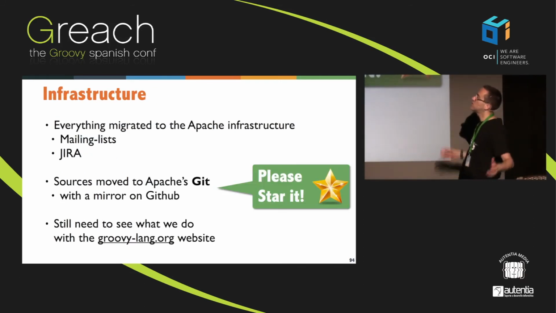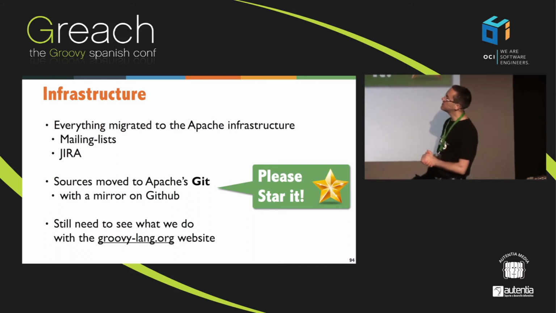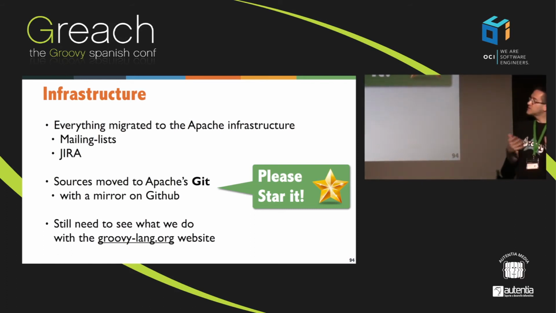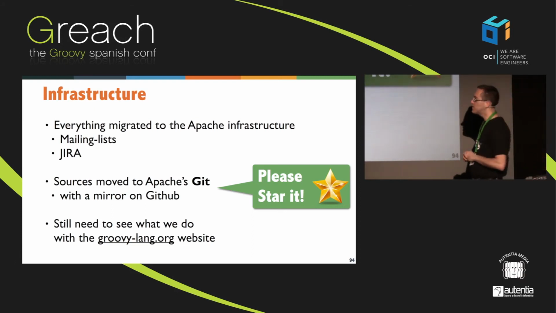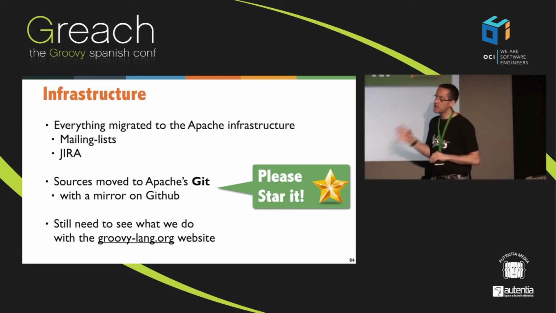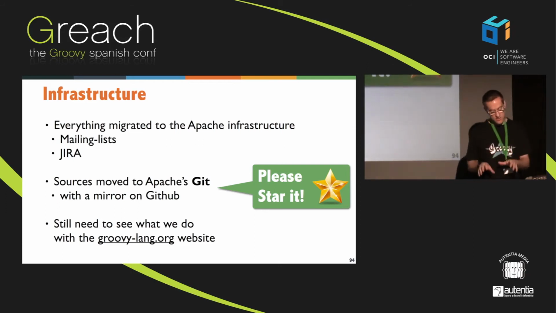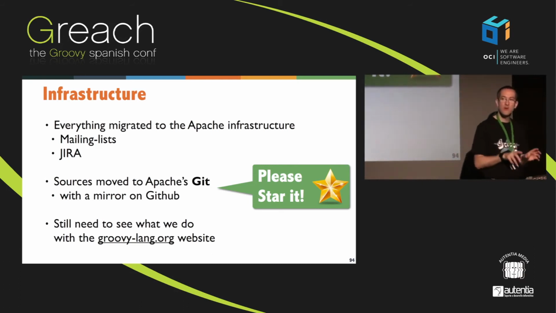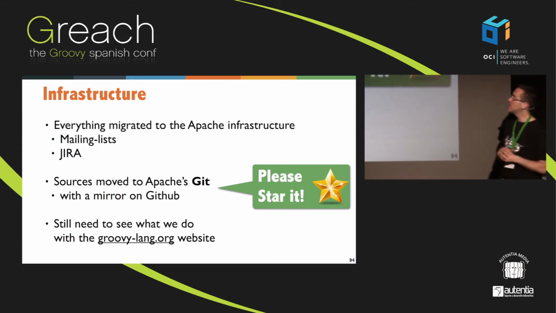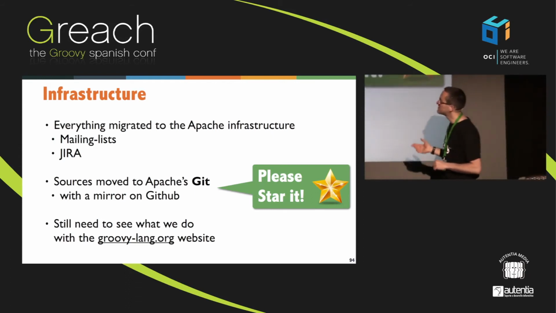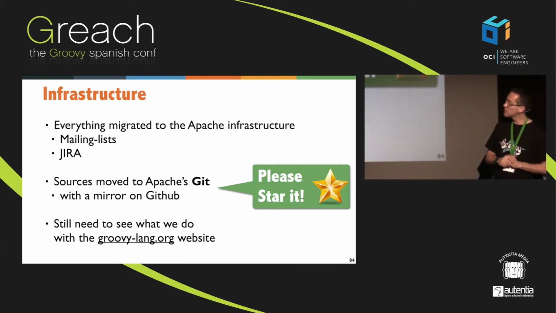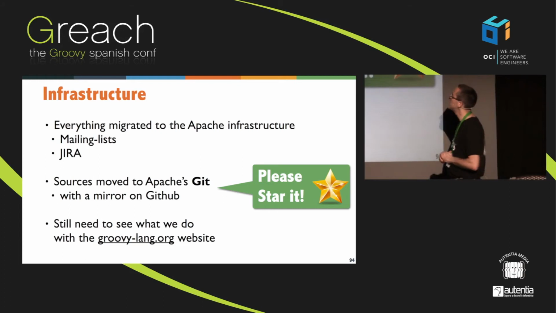So for the infrastructure, we had to move everything: the mailing list, Jira issues, etc. And also, we couldn't continue using our Groovy repository on GitHub. The way it works at Apache is the sources are on Apache's own Git repository, but they provide a mirror on GitHub. But the fact that it's a new repository led us to losing all our stars. I don't remember how many stars we had on our old repository, but we lost quite a bit in the process.